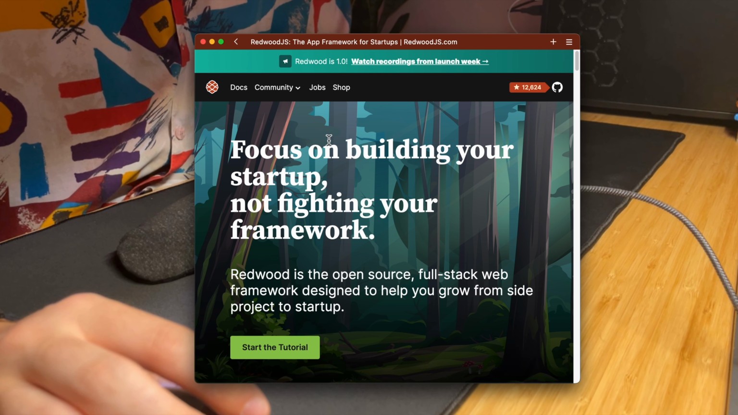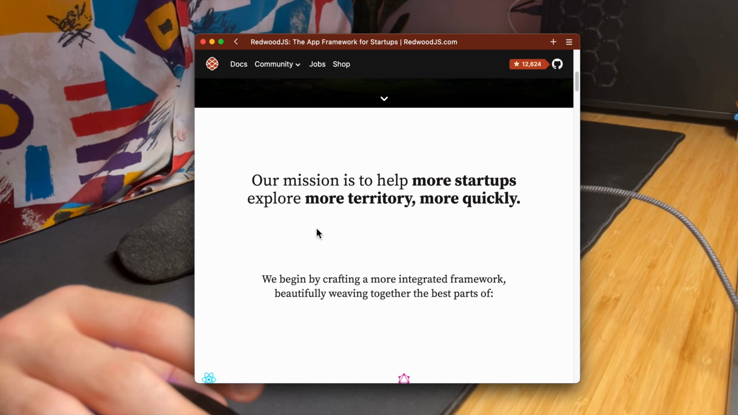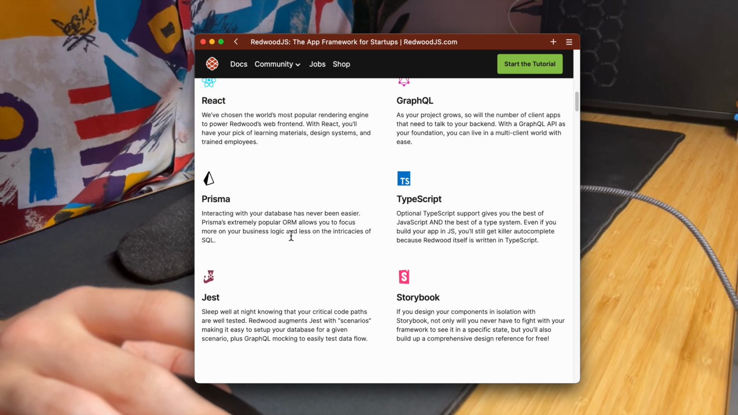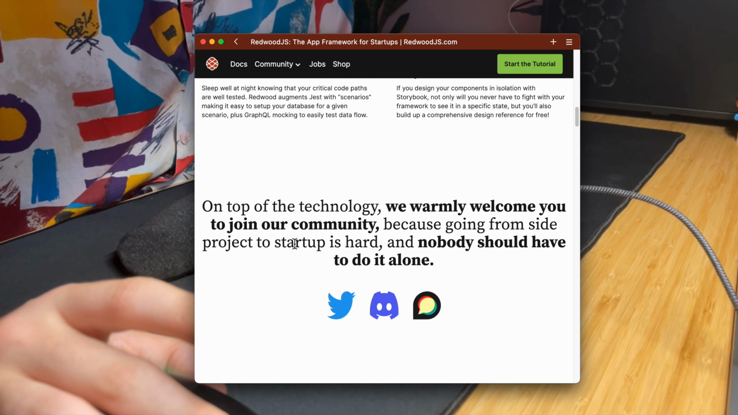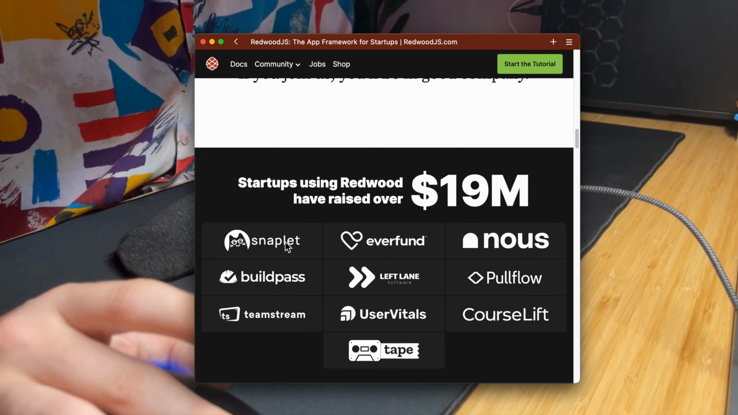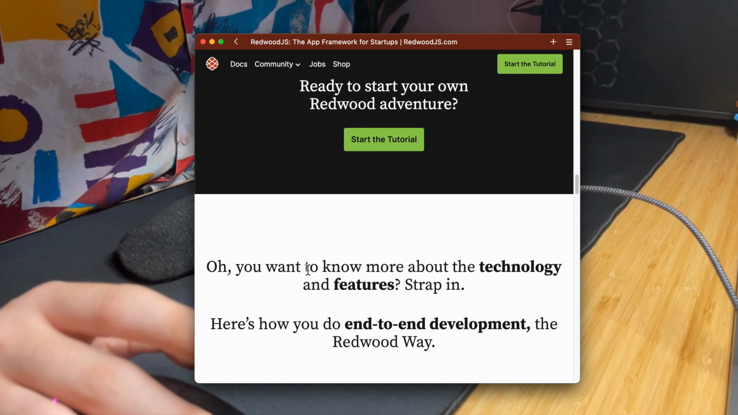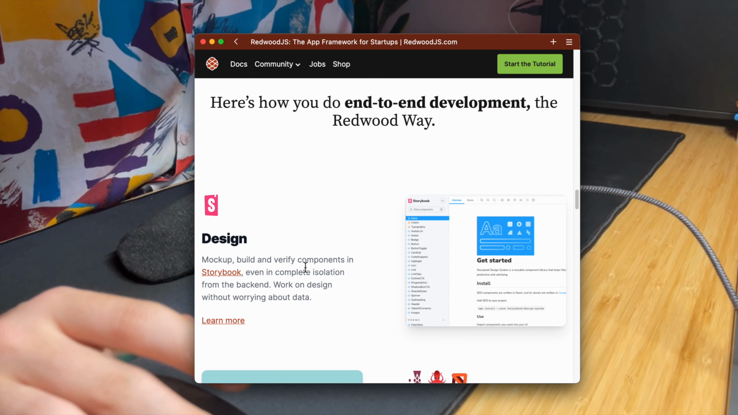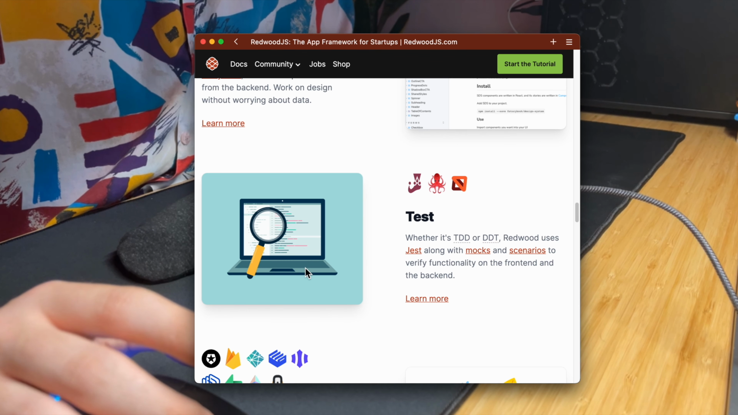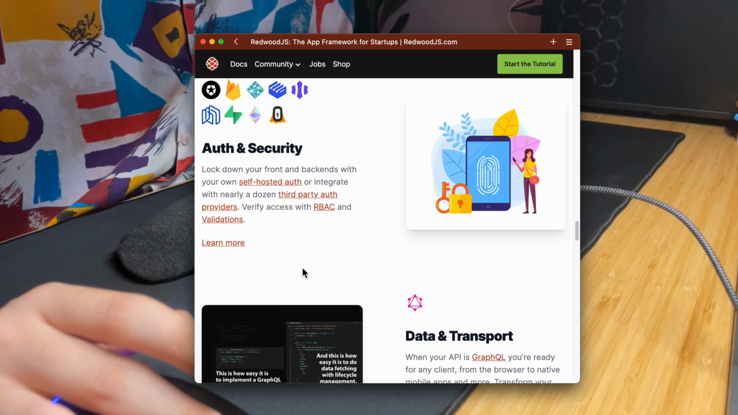If you're interested in a Rails-like framework for full-stack JavaScript, there are some newcomers to the scene, the most popular being Redwood.js. It's a batteries-included framework that gives you React, GraphQL, TypeScript, and much more. If you like Rails and want to try something like it in the JavaScript ecosystem, give it a spin. Just know that it's fairly new, so your mileage may vary.